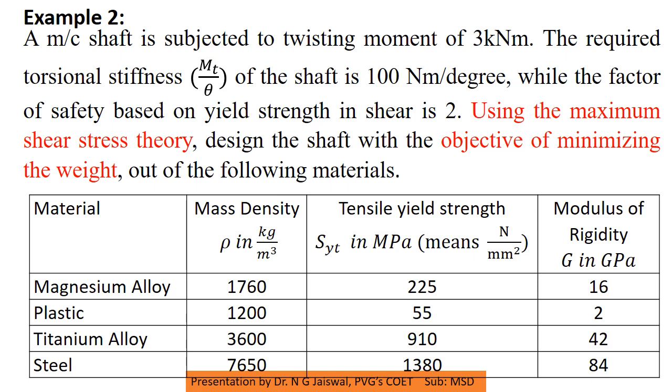Before explaining the solution, make a note that torsional stiffness is the ratio of torque to angular deflection. Its unit is given as Newton meter per degree. Per degree, take a note, per degree, not per radian.